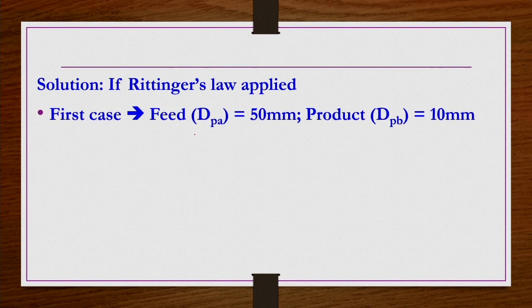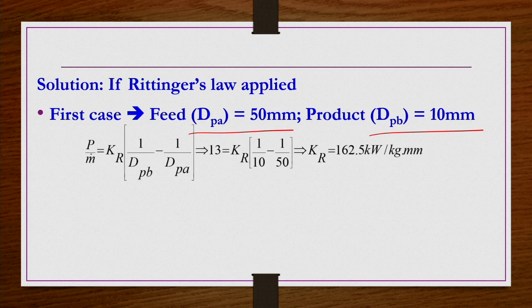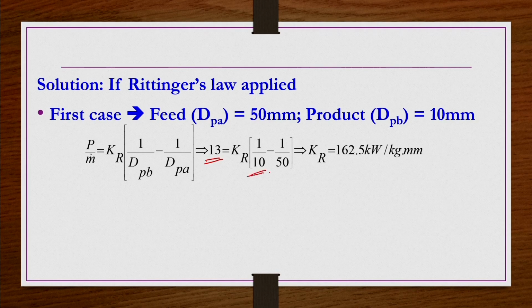First case, the feed dPa is 50 mm, the product dPb is 10 mm. The average size of the feed is 50 mm, the average size of the product is 10 mm. Now you apply Rittinger's law. P by m dot is equal to Kr multiplied by 1 by dPb minus 1 by dPa. P by m dot is given as 13 kilowatts per kg per second. Okay, Kr, and then dPb is 10, dPa is 50. So here you get Kr equal to 162.5 kilowatt per kg mm.